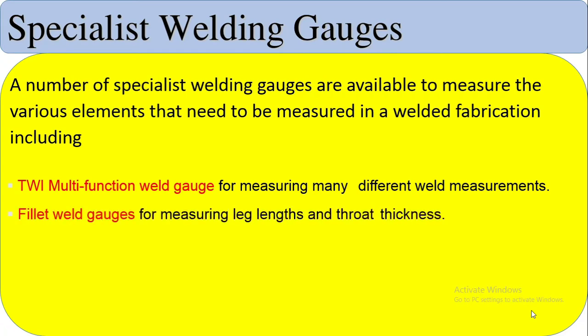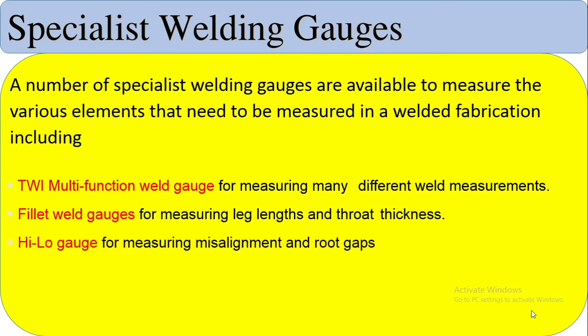Second one is the fillet weld gauge for measuring leg length and throat thickness. With a fillet weld you can only see the leg length and the throat thickness. And the last one is the high-low gauge for measuring misalignment and root gaps. Misalignment and root gaps you cannot find out from the multifunction weld gauge. So these three gauges are very important for any project's weld measurement.